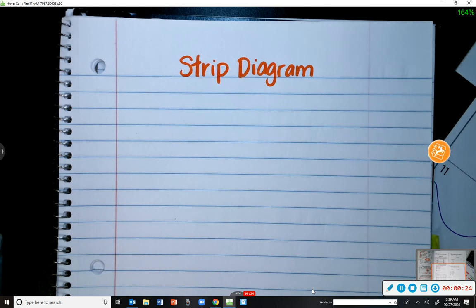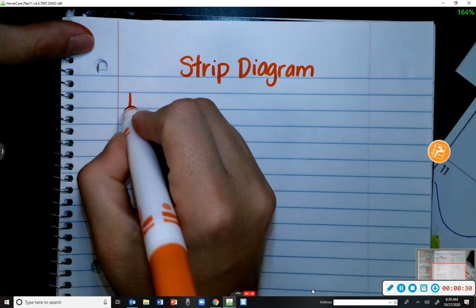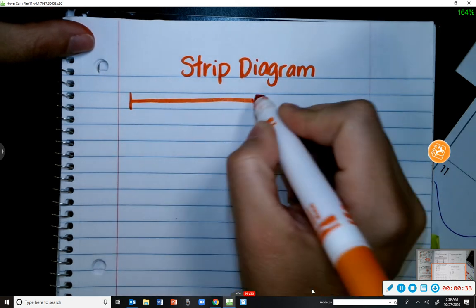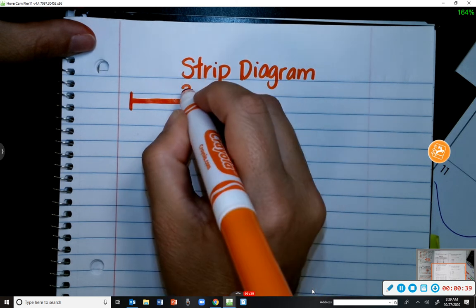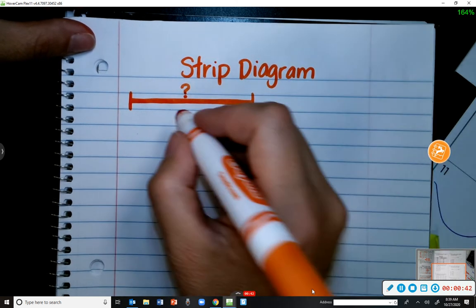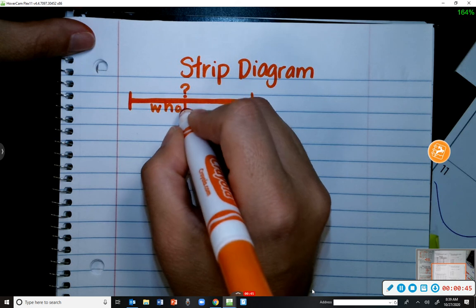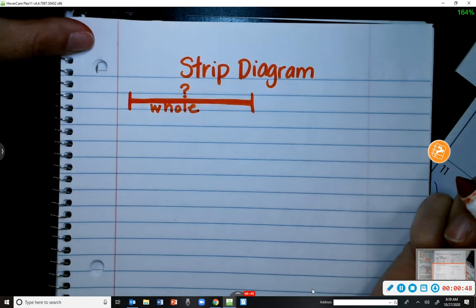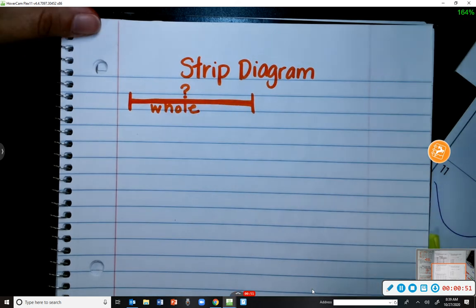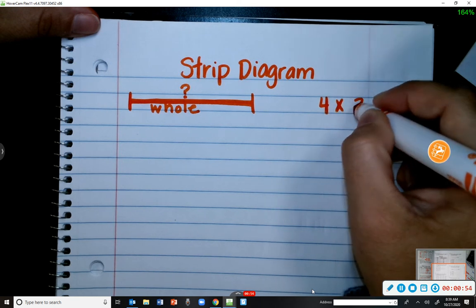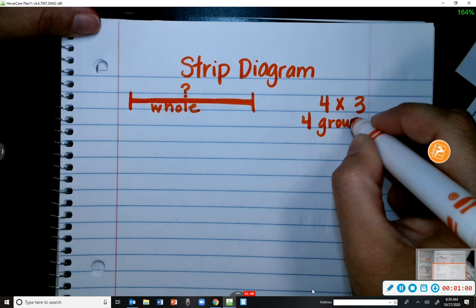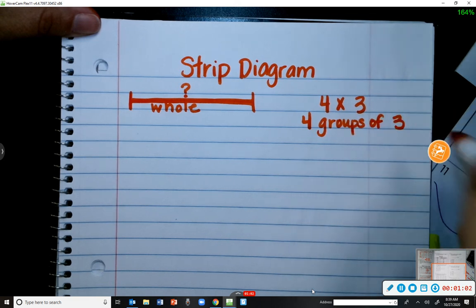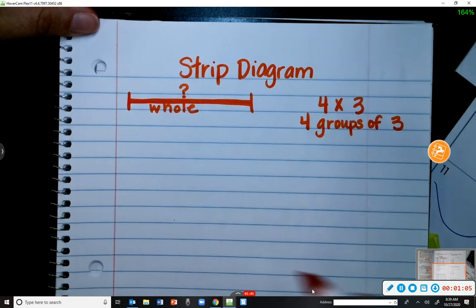So a strip diagram is kind of like a whole part. You will have a section that looks like this, and for multiplication, this will be your missing number, okay? And this is representing the whole or the total amount, okay? And then in multiplication, we've learned that if I do 4 times 3, we would say this is 4 groups of 3. Now for a strip diagram, you're using boxes.